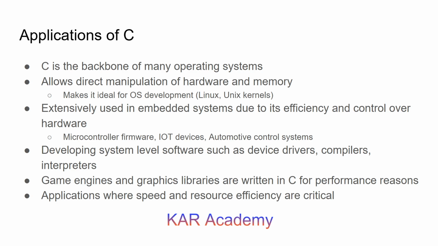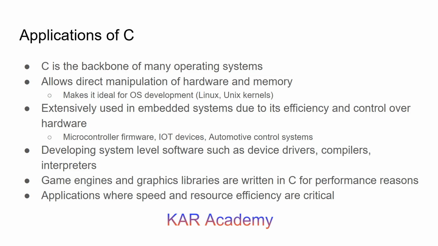It is extensively used in embedded systems because of its efficiency and control over hardware. If you know about embedded systems, there are several peripherals like UART, I2C, memory, DDR, SRAM, etc. And these peripherals can be accessed using APIs or using pointers in C programming. The microcontroller firmware in most cases is written in C, in some cases in C++. There are various IoT devices and automotive control systems. This software is developed using C programming.